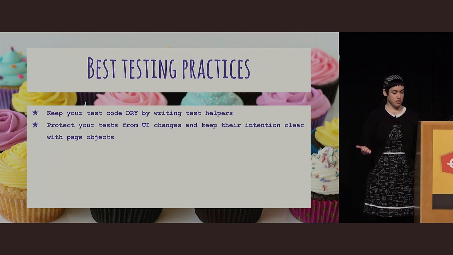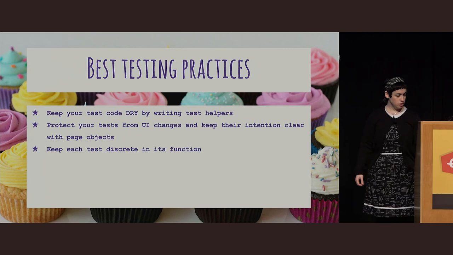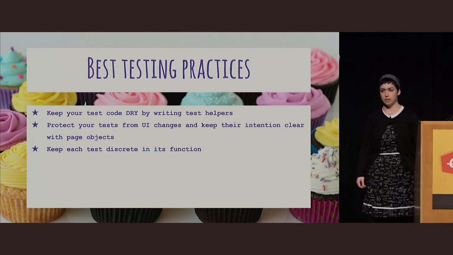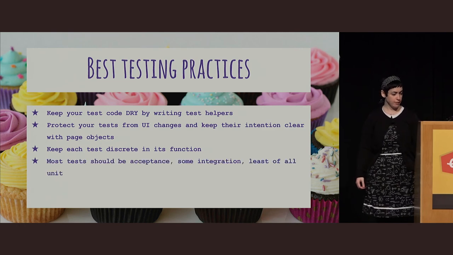Protect your tests from UI changes and keep their intention clear with page objects, as I just talked about. Keep each test discrete in its function. You don't want to be testing five different interactions in one test. You want to keep everything as discrete and isolated as you can.